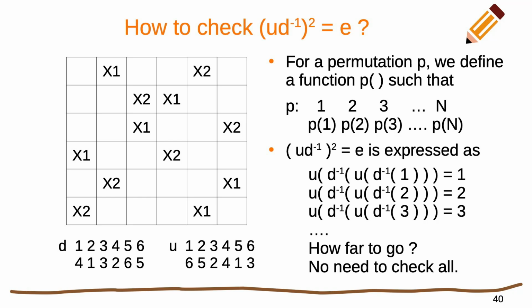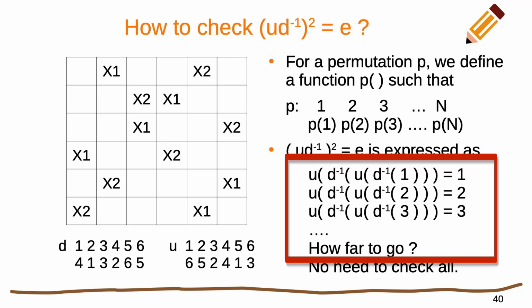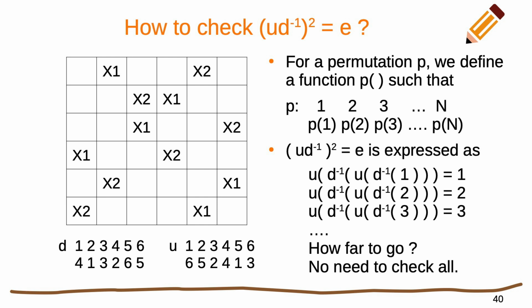To check whether this equation holds, we define permutation functions. For permutation p, we define a function p with the same name such that p(i) returns the permuted result of i. With this function, the equation to be checked is equivalent to the set of these. Though it may seem necessary to check all n equations from 1 to n, we actually don't have to. And how far we need to go is an interesting question, which we will explore shortly.